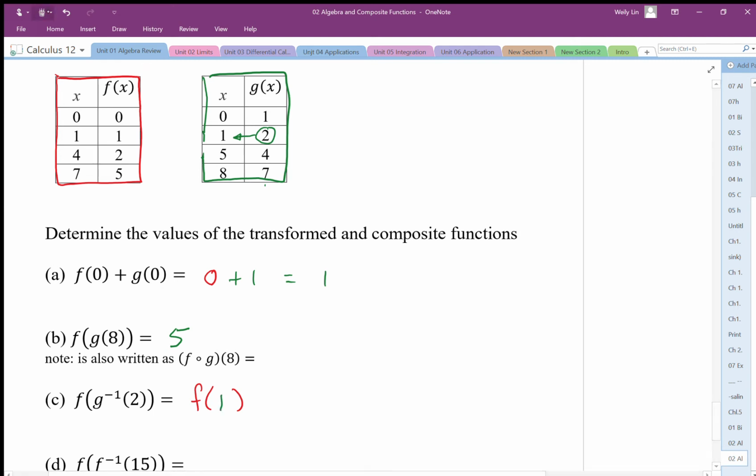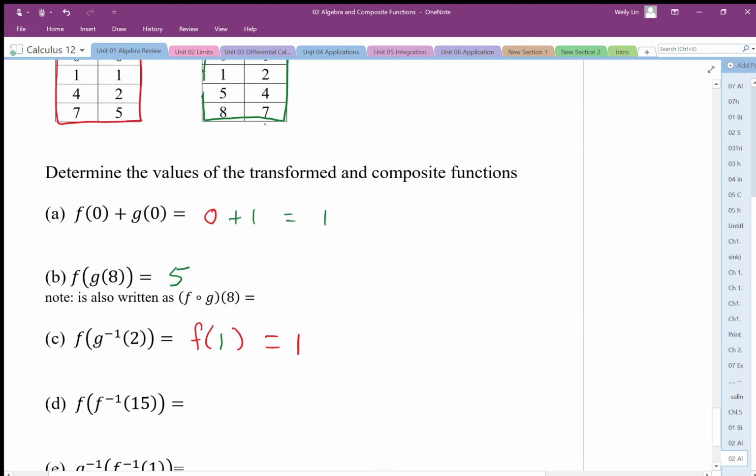And f of 1, if I look at my red table, f of 1 equals 1. How did I get that 1? Well, I interpreted this inverse. This g inverse of 2 means that my output was 2, and my output was my old input, which was 1. Okay, so that's how inverse works.